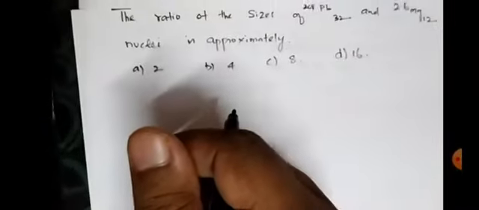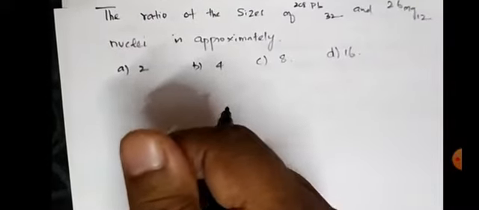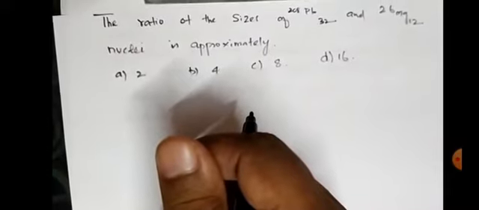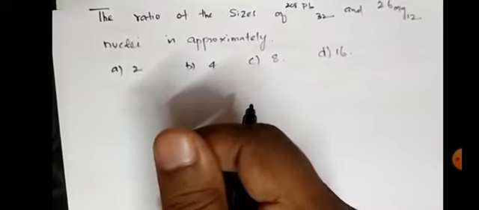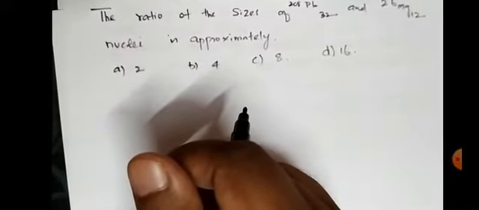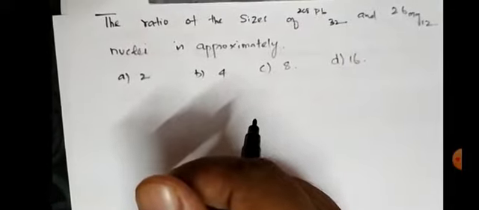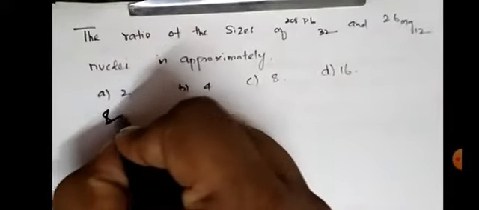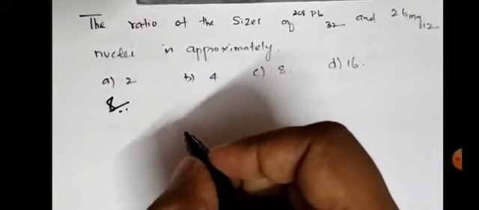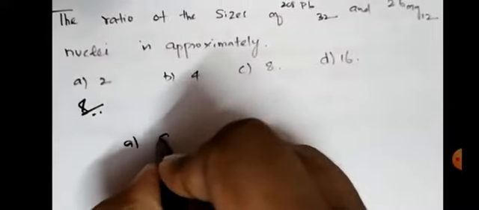Another question which I am now going to discuss: the ratio of the sizes of lead, that is 208Pb82, and magnesium, 26Mg12, nuclei is approximately option A 2, option B 4, option C 8 and option D 16. Here, to find the solution for the above question, we must understand clearly that it has been asked the ratio of the sizes. Sizes clearly means size of the nucleus.